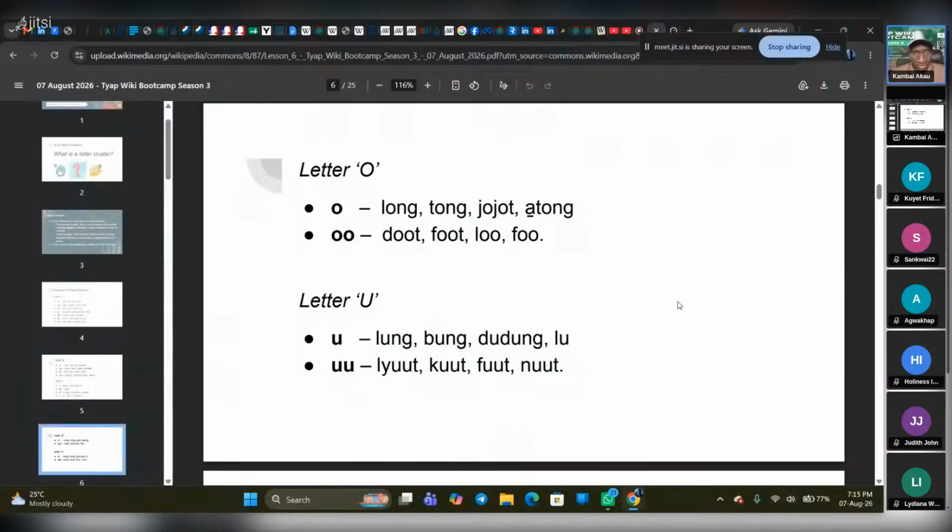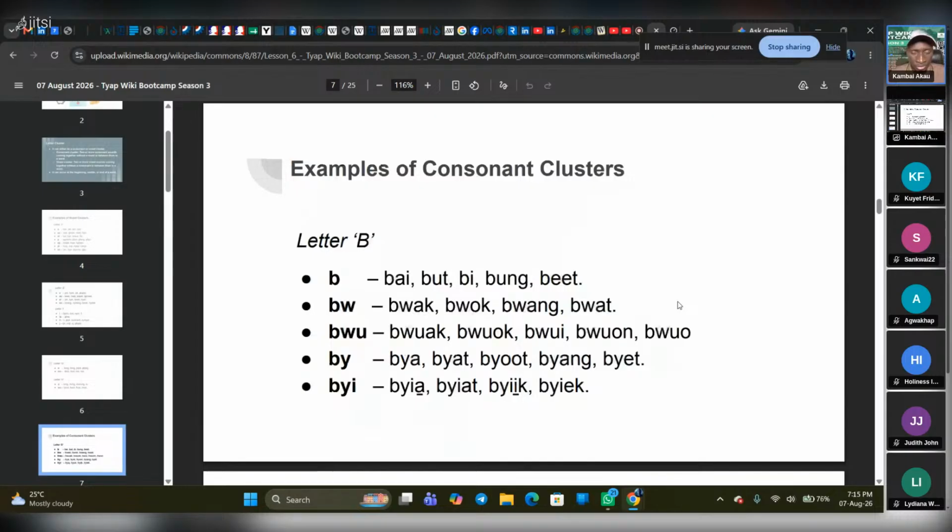There could be more than this 19, but research is still ongoing for us to discover which ones we will be able to capture, which ones we will not be able to capture. Like the English language has about 20 of such vowel sounds, but Tyap has about 19 as we have it captured in this very document.